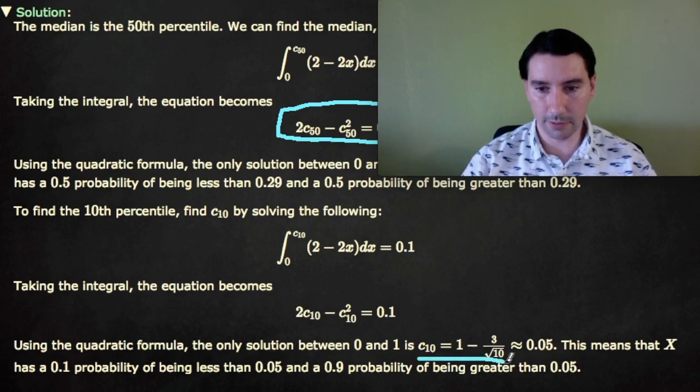c10 equals 1 minus 3 over square root 10, which is approximately 0.05. So x has roughly a 10% chance of being less than 0.05 and a 90% chance of being greater than 0.05.